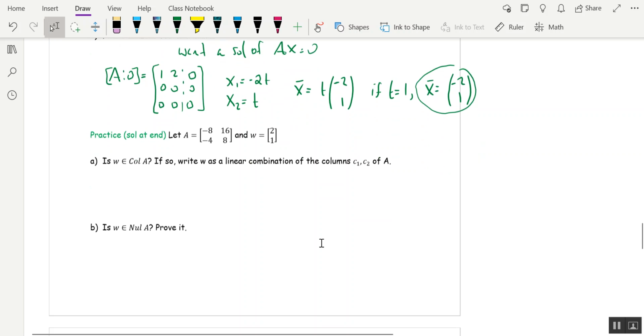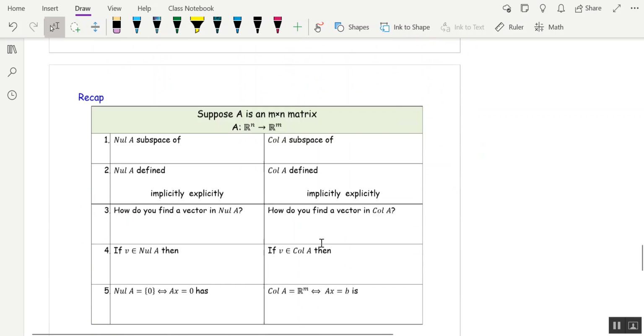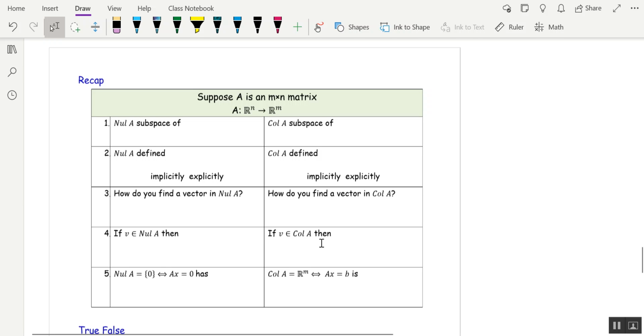All right. So recap. A is an m by n matrix, so I want to think of A as a mapping from Rn to Rm. Null space lives in the domain Rn. It's a subspace of Rn. Col A lives in Rm.